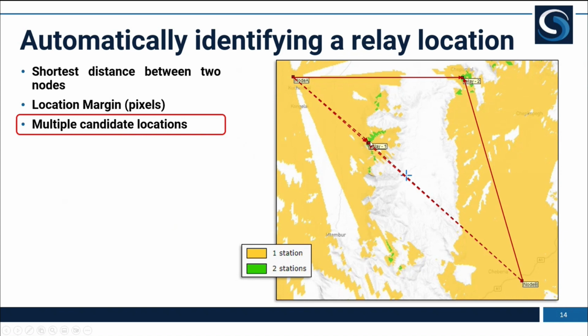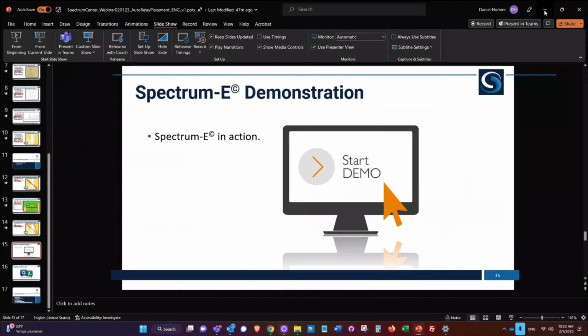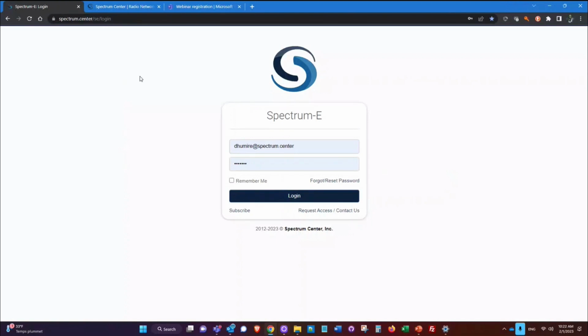So at least this way you have multiple candidates to pick from, and you have a sensible criteria to apply for picking these candidate locations. So that's basically the sum of what we're going to show today. I'm going to go ahead and begin the product demonstration portion of the presentation today.